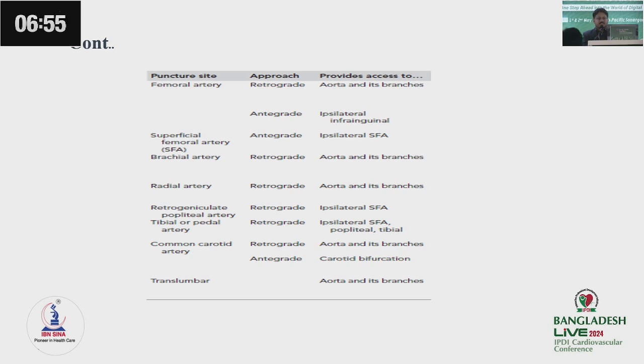Here is another slide where we discuss that the femoral artery is usually punctured retrogradely, usually for the aorta and its branches, and sometimes we use the femoral artery for antegrade puncture in case of ipsilateral infrainguinal disease. There are some other approaches, such as SFA puncture in case of ipsilateral SFA disease, or antegrade punctures. In most other situations, the approaches are usually retrograde, like for the brachial artery, radial artery, or popliteal arteries.